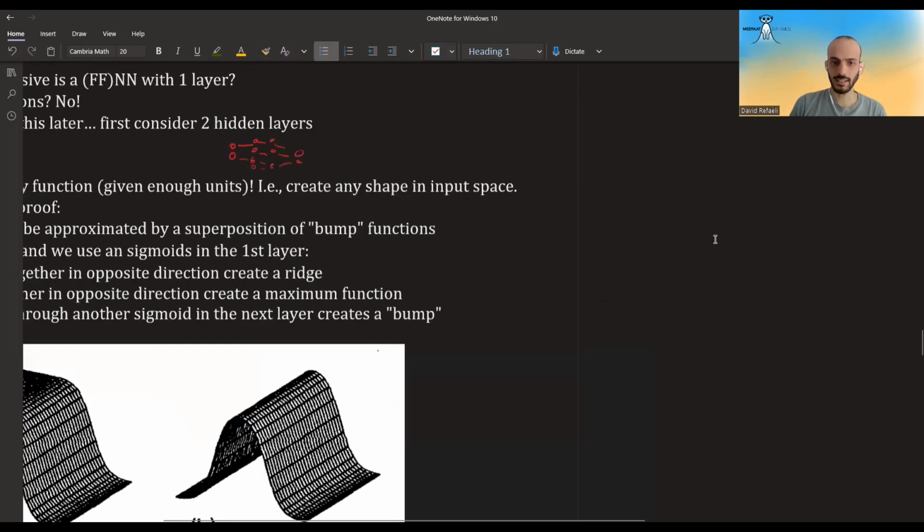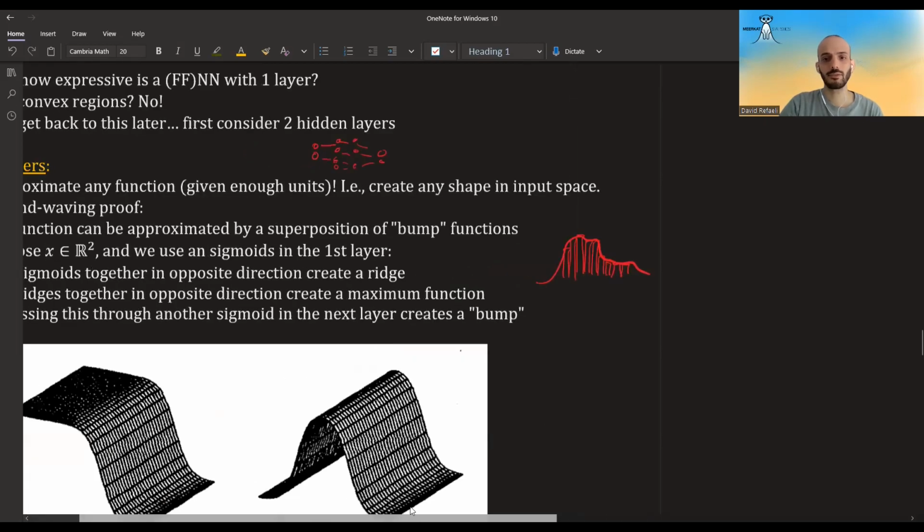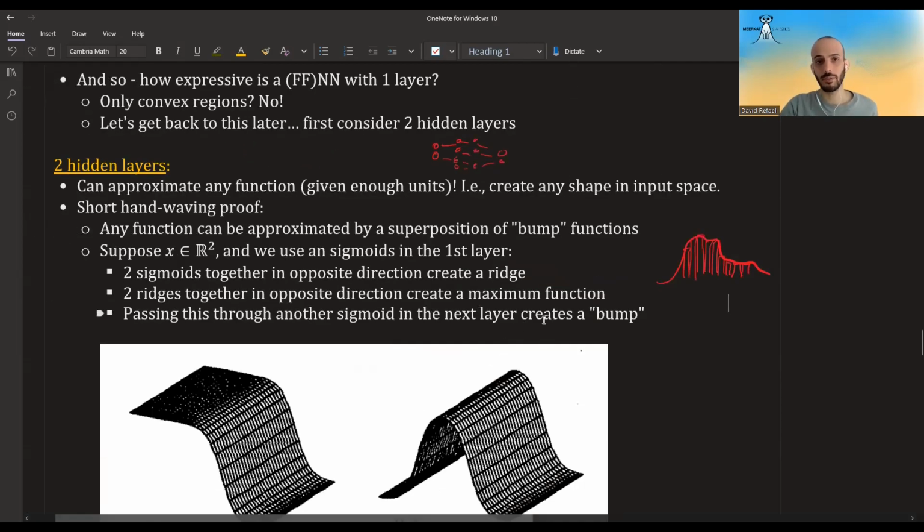Let's see it in 1D space. So for example, suppose I have this function, I can just create these bump functions, these bars, to approximate it. And then I can just put them together and make a linear combination of them and recreate this complicated function. But this is true not only for 1D, it's true for any dimension. So let's look at it in 2 dimensions.